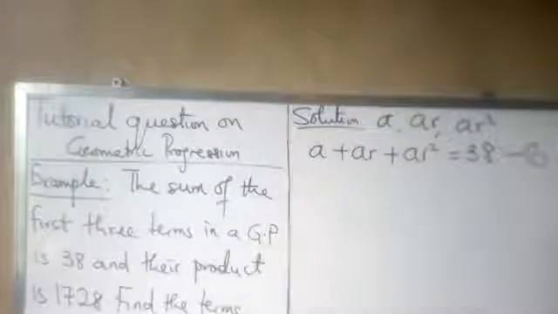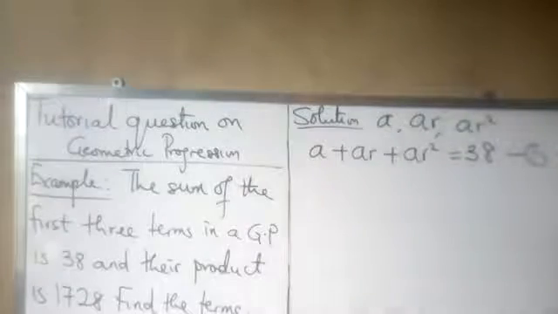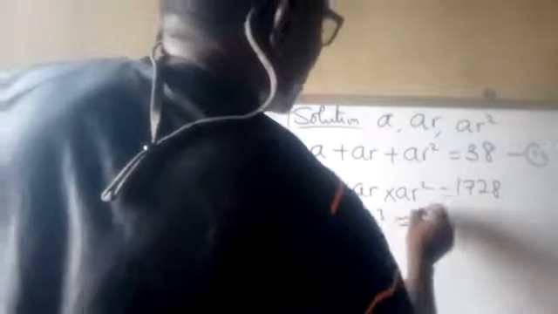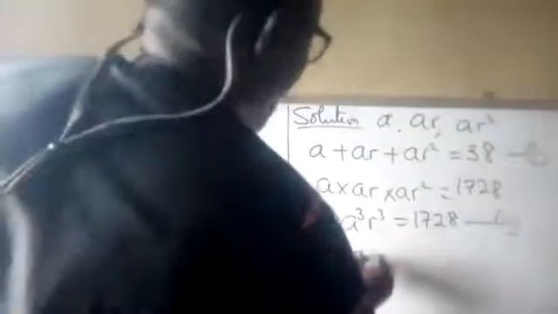Okay? And their product, we are told, is 1728. So that means if we multiply all of them, A times AR times AR squared should give us 1728. Which implies A times A is A squared, times A is A cubed, R cubed, is equal to 1728. We can call that equation 2. So here we can have (AR) raised to power 3 is equal to 1728.